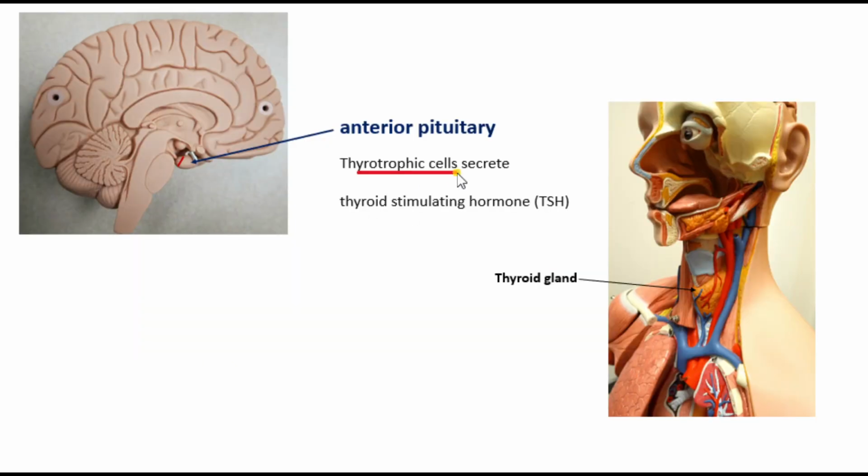Thyrotrophic cells in anterior pituitary produce thyroid stimulating hormone, and this is the hormone that impacts the thyroid gland, that gland that looks like a butterfly in front of our neck. Basically, the thyroid stimulating hormone that is produced in anterior pituitary regulates the activity and release of hormones from thyroid gland.